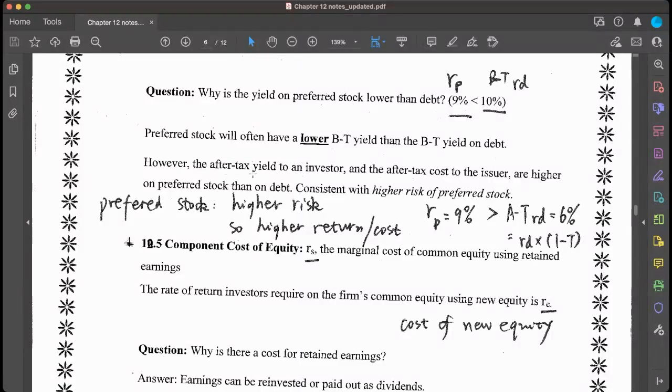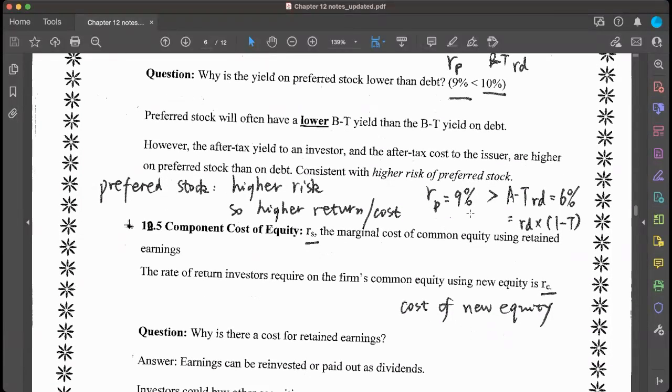However, if we look at the after-tax yield to an investor or the after-tax cost to the issuer, they are higher on preferred stock than on debt. This is consistent with the higher risk of preferred stock. According to the risk-return principle, higher risk means higher return, so the riskier preferred stock should have a higher return compared to debt. The after-tax return on preferred stock is 9%, and the after-tax cost of debt is 6%. Then this is consistent with our risk order.